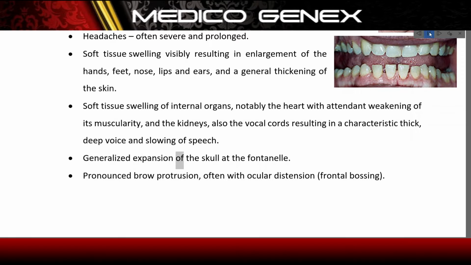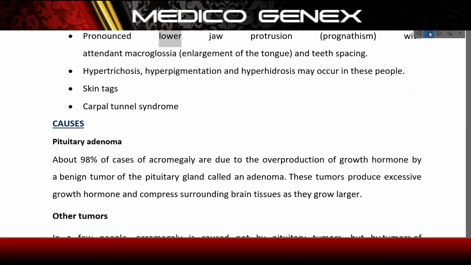Generalized expansion of the skull at the fontanelle. Pronounced brow protrusion, often with ocular distension, frontal bossing. Pronounced lower jaw protrusion, prognathism, with attendant macroglossia, enlargement of the tongue, and teeth spacing. Hypertrichosis, hyperpigmentation and hyperhidrosis may occur in these people. Skin tags. Carpal tunnel syndrome.